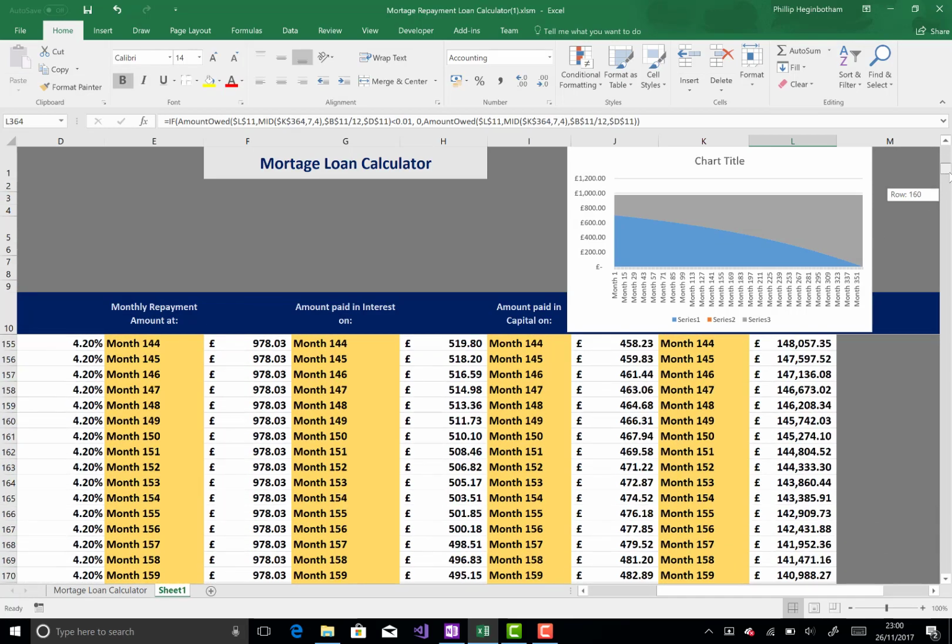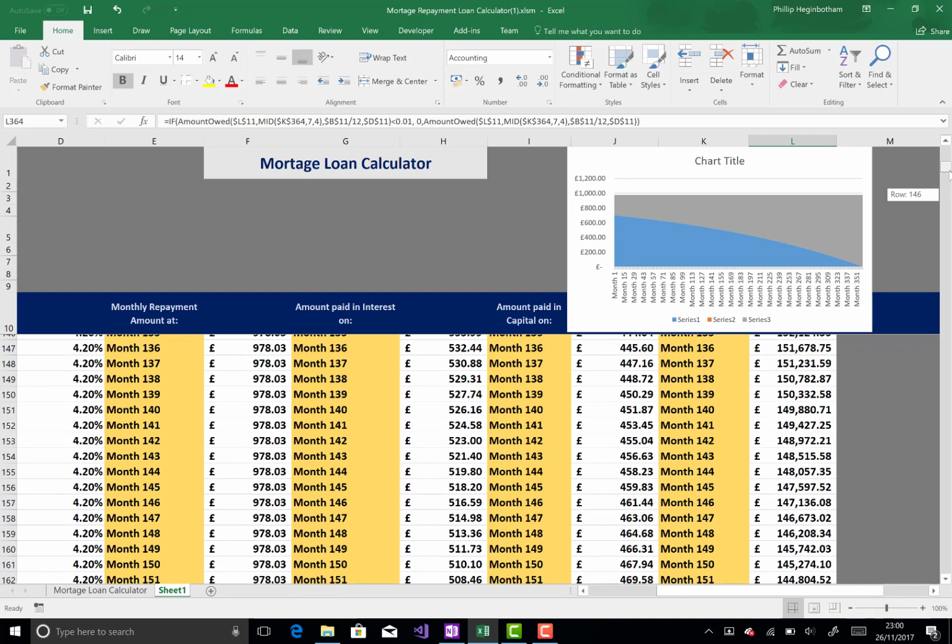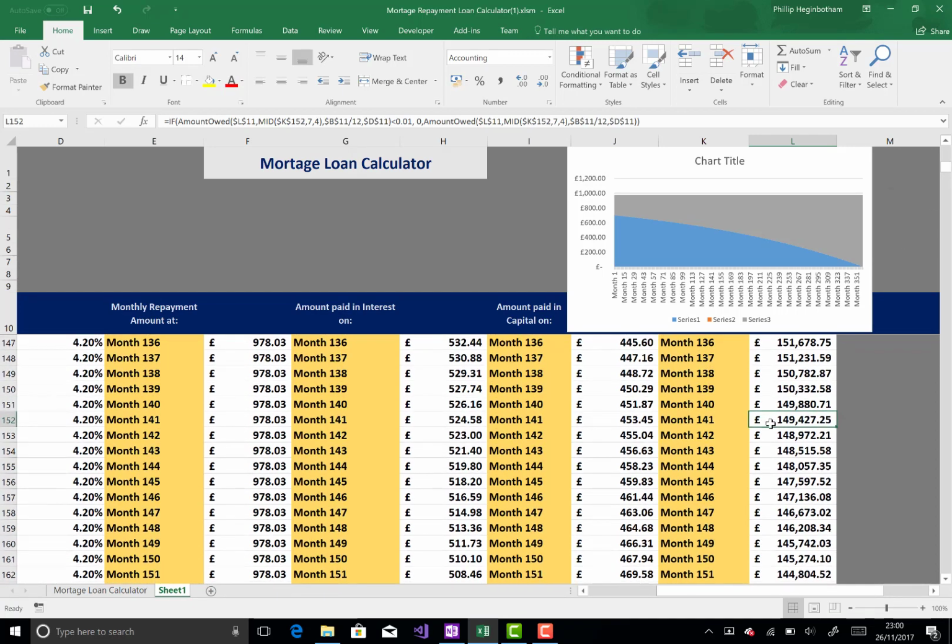So let's have a look at month 141. What you can see here is you still owe 149,000, and the loan was £200,000. So you've only paid off £50,000 of the loan, despite having paid off significantly more than that. So you've paid off from this point 978.03 multiplied by 141.